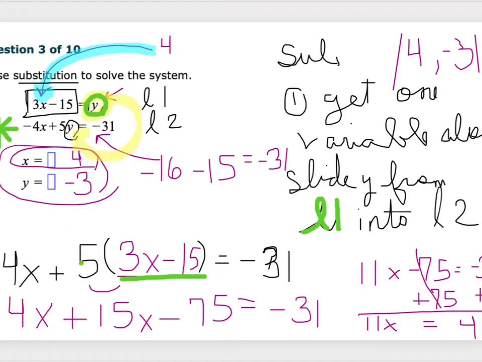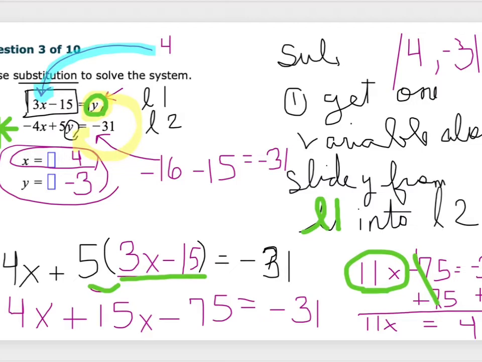Okay, so let's do that. Negative 4x, distribute. 5 times 3x is 15x. 5 times negative 15 is negative 75 equals negative 31. So negative 4x plus 15x is 11x, which I put over here. Minus 75 is negative 31. I'm wanting to get the x variable by itself, so I'm going to add 75 to both sides, which cancels, and I get 11x equals 44.